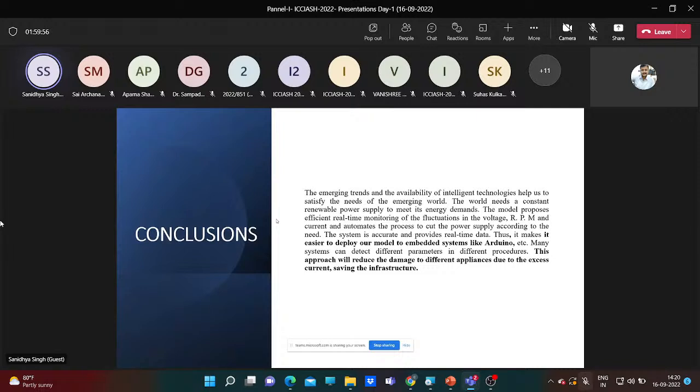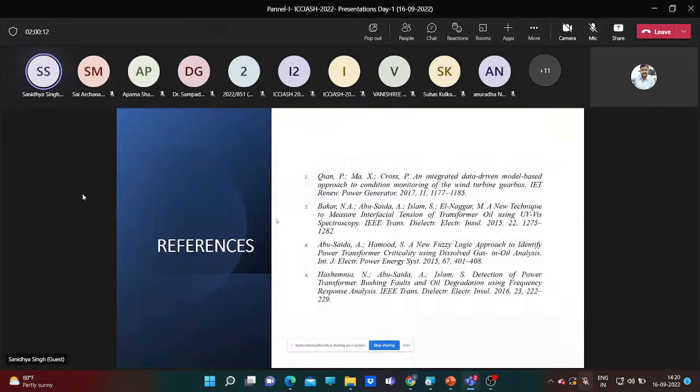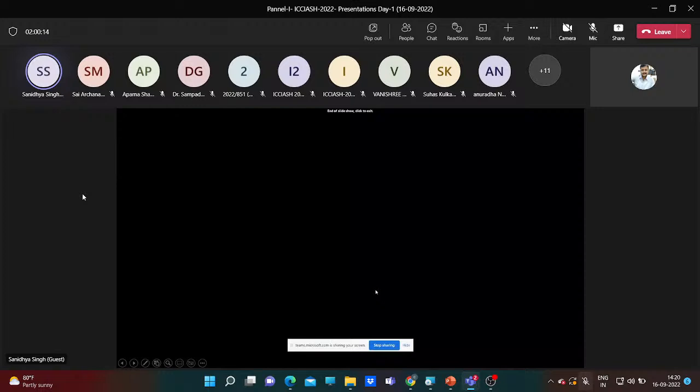And to conclude, I would like to say that it is easier to deploy our model into embedded systems like Arduino, and this approach will reduce the damage to different appliances due to the excess current, saving the infrastructure. So basically, this is all we've used, and these are the references. And thank you, sir. Any questions, sir?